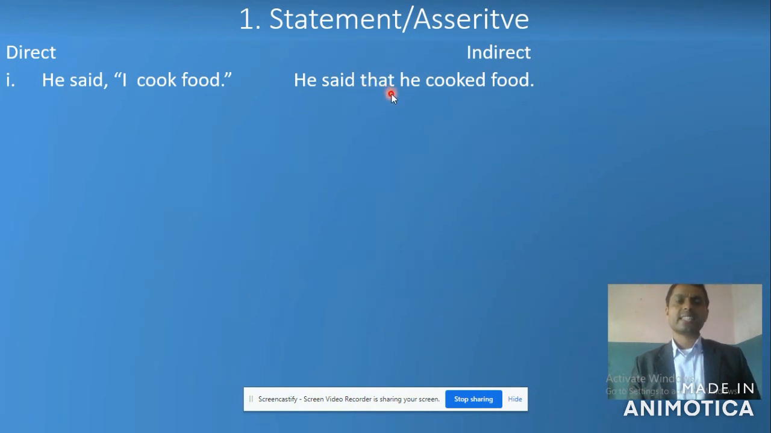He said that he. Then I, the first person pronoun, changes into he. He said that he then cooked food. Here cook, verb one, changes into verb two, cooked, the simple past form of the verb. Food remains the same here. Then we remove the double inverted commas and put just a full stop at last. So look at the next as well.